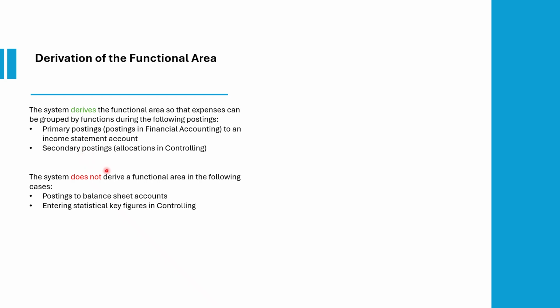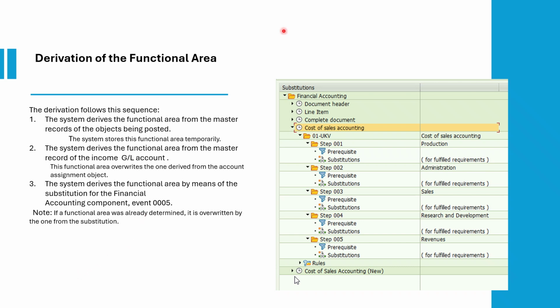Now let's see in what sequence these functional areas are derived in your postings. First, we have already seen those master records where functional areas are maintained, right? So if it is maintained, there are objects other than the GL account, like internal orders and sales orders, on those kinds of objects.